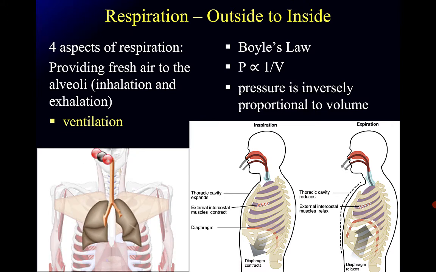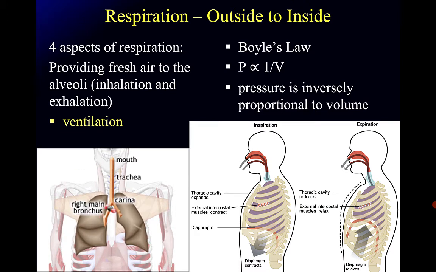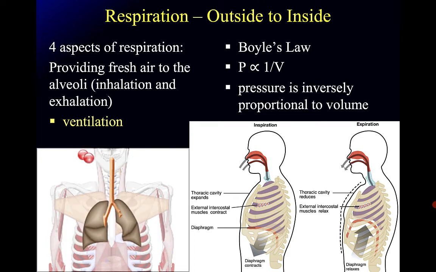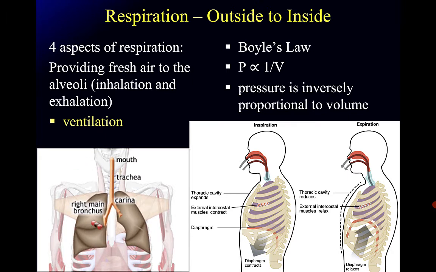So we're going to begin here with the four aspects of respiration. Respiration is going to have four parts, starting with ventilation. Ventilation actually has two different parts to it, inhalation and exhalation. So to inhale, obviously, is to bring air into our lungs. To exhale is to get rid of it. And these are governed primarily by Boyle's law, which states that pressure is inversely proportional to volume.